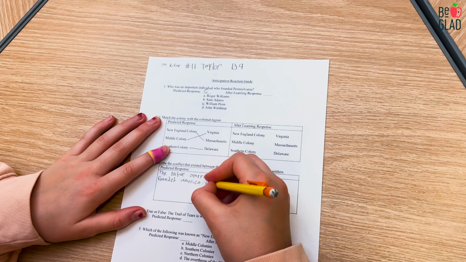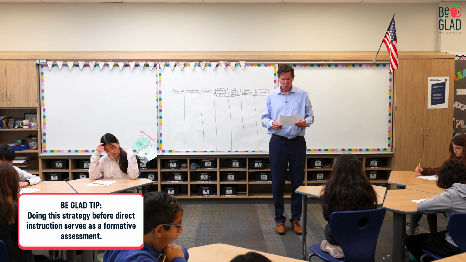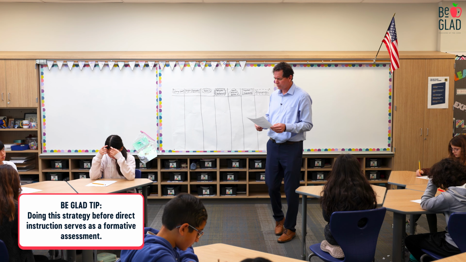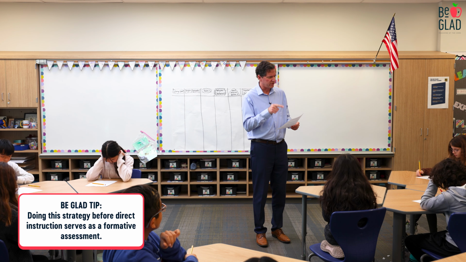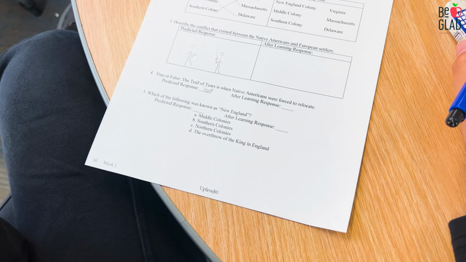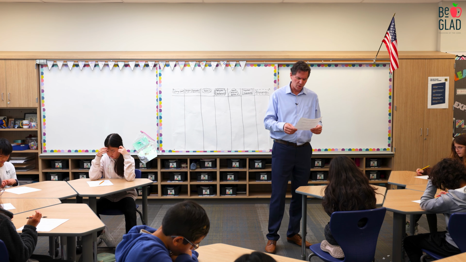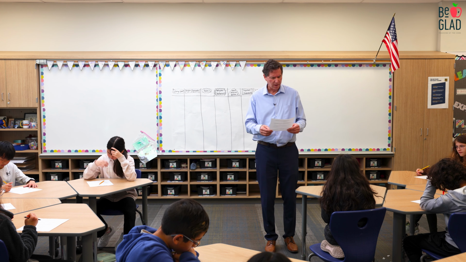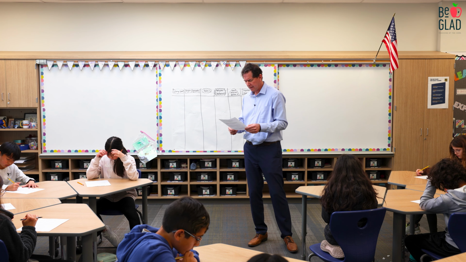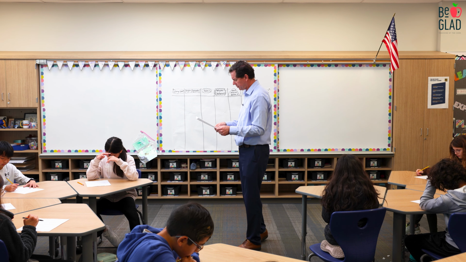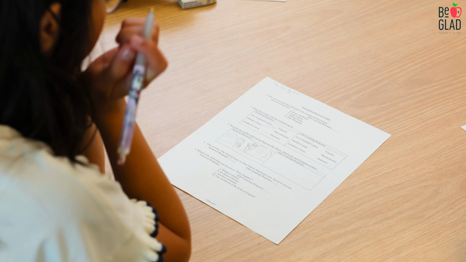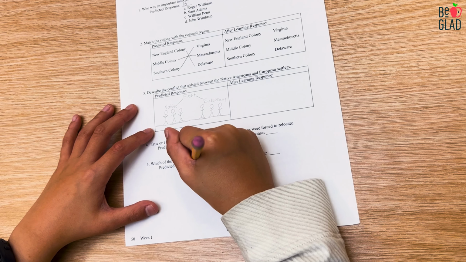It's okay if you didn't quite complete that one. True or false? The Trail of Tears is when Native Americans were forced to relocate. Is that true or is that false? Write your response in the predicted response section. Number 5, which of the following was known as New England? A, the Middle Colonies, B, the Southern Colonies, C, the Northern Colonies, or D, the overthrow of the king in England? Mark your response in the predicted response section, please.